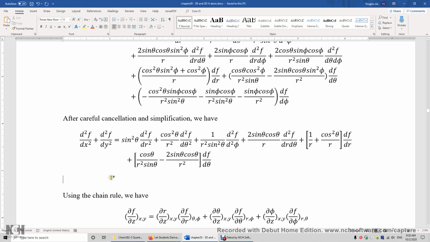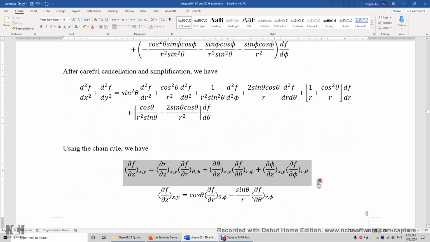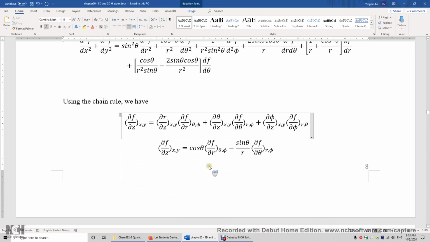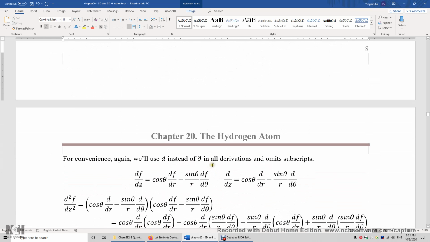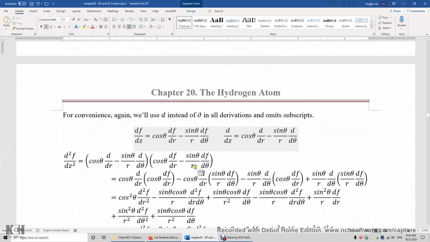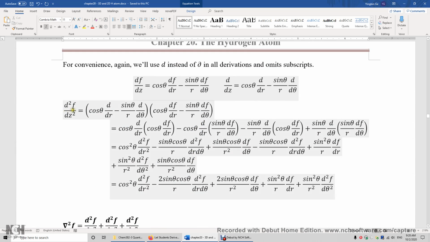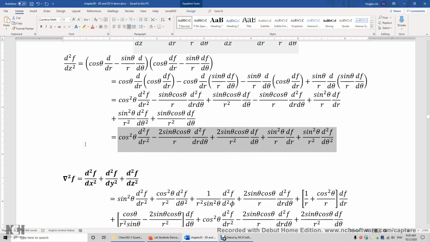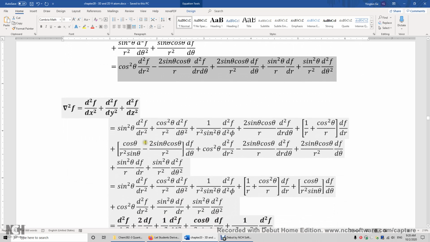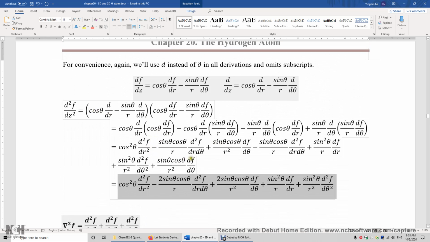Now let's look at z. Using the chain rule, we have this for z. And for convenience, again, we're using d instead of delta. And we can get the second derivative of the function f with respect to z. It's just this. Now, finally, we just combine x, y, and z all together. By the way, you can pause here, see if you can derive the second derivative with respect to z all by yourself.